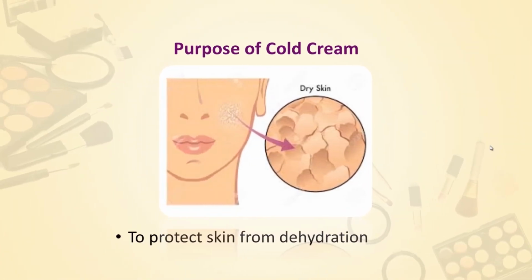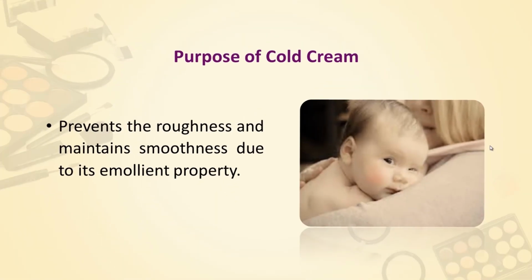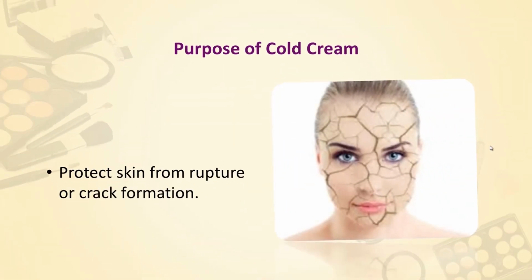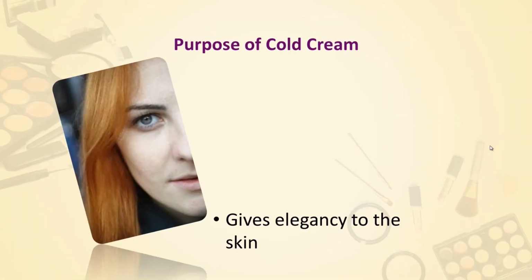Now, what is the purpose of cold cream? Cold cream is applied to the skin to protect the skin from dehydration. It prevents roughness and maintains smoothness due to its emollient property, and it protects the skin from rupture or crack formation. The oil phase of the cream gives the emollient effect, and overall it gives elegance to the skin. Now, what are the ideal properties of cold cream?